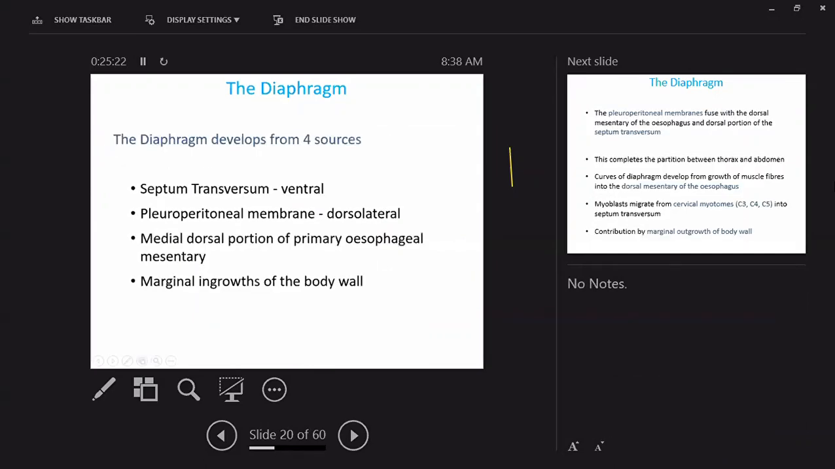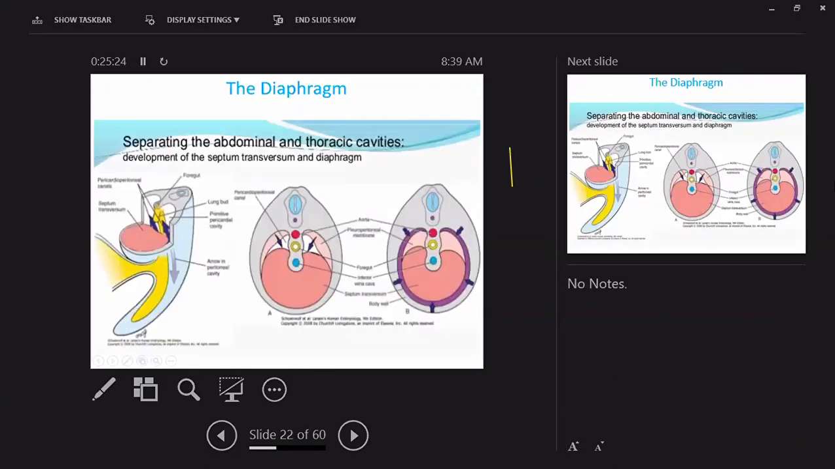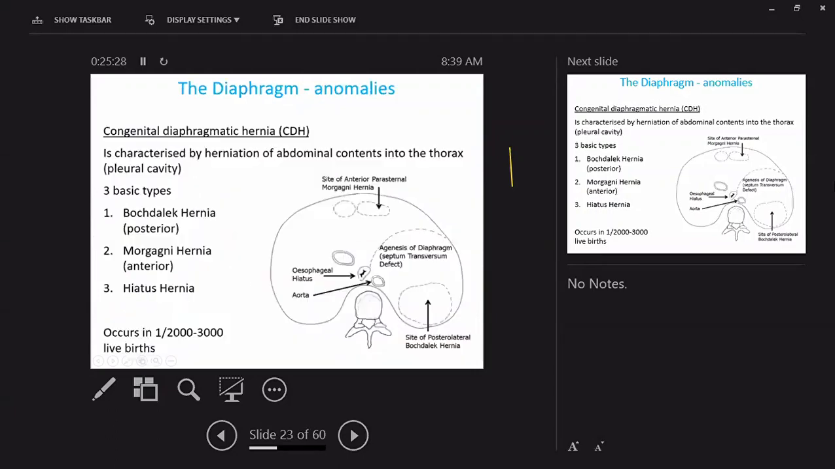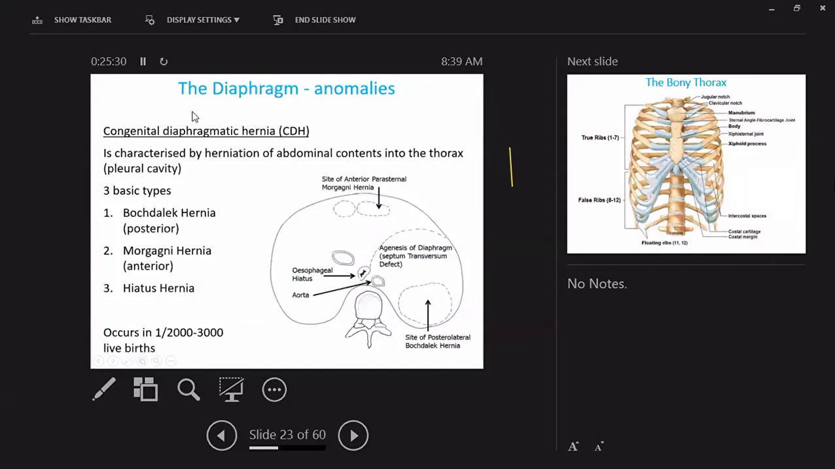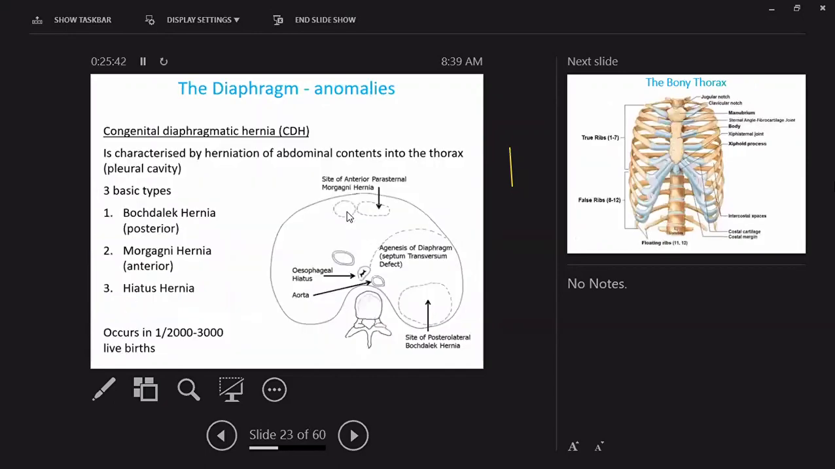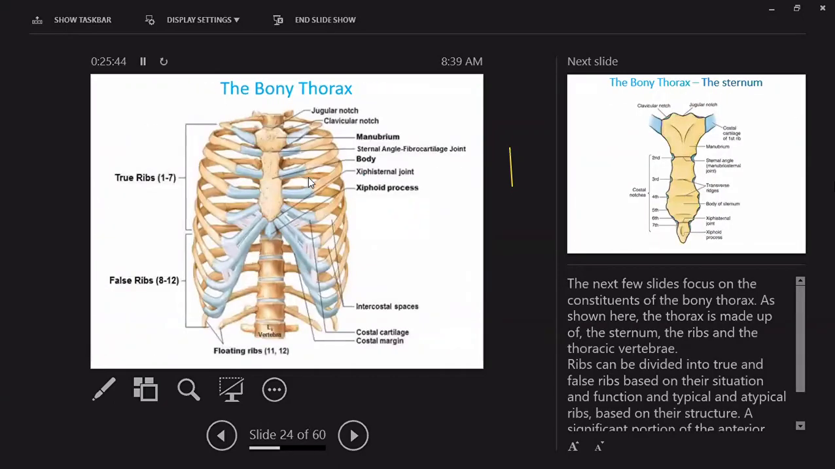Now you're going to have a lecture on development, so I'm not going to talk about this now. If you have questions, bring them to the SGA. There are things called anomalies of the diaphragm, which you will understand once you have learned the anatomy. The diaphragm originates from several structures, which will be taught to you by Dr. Callum.